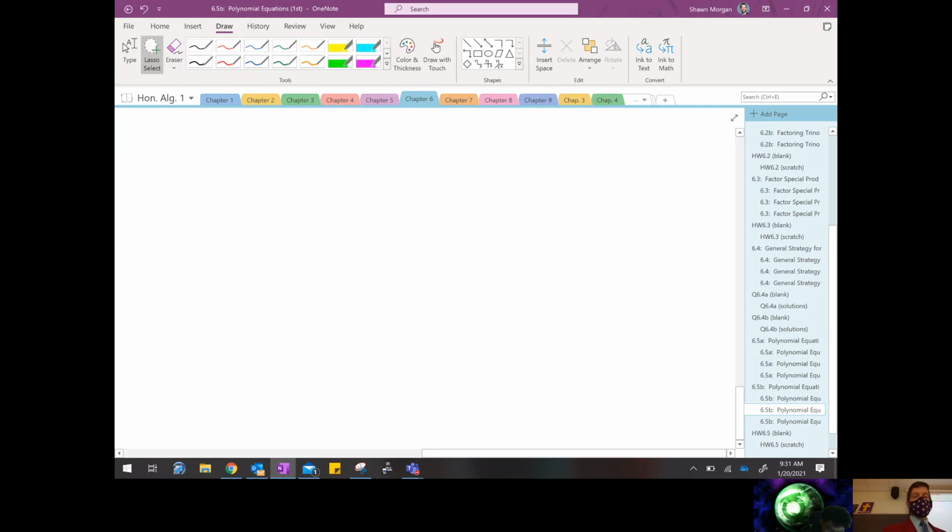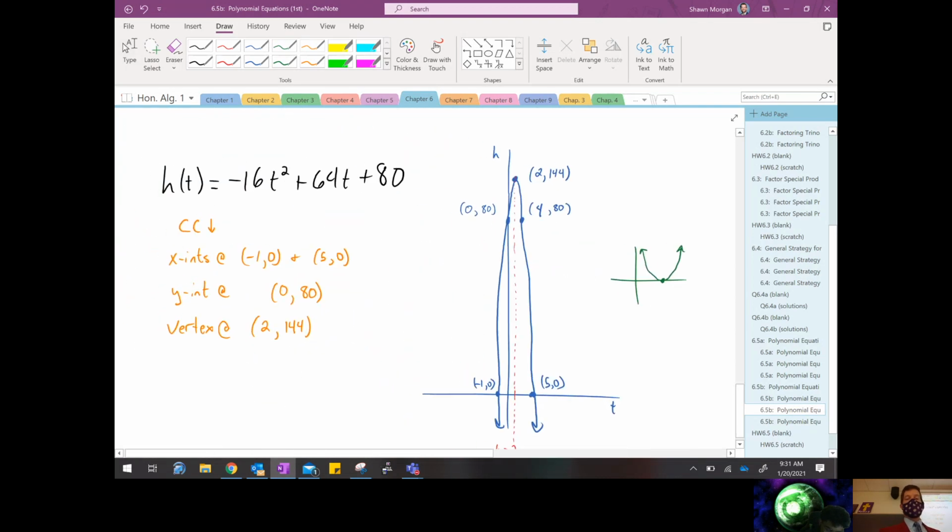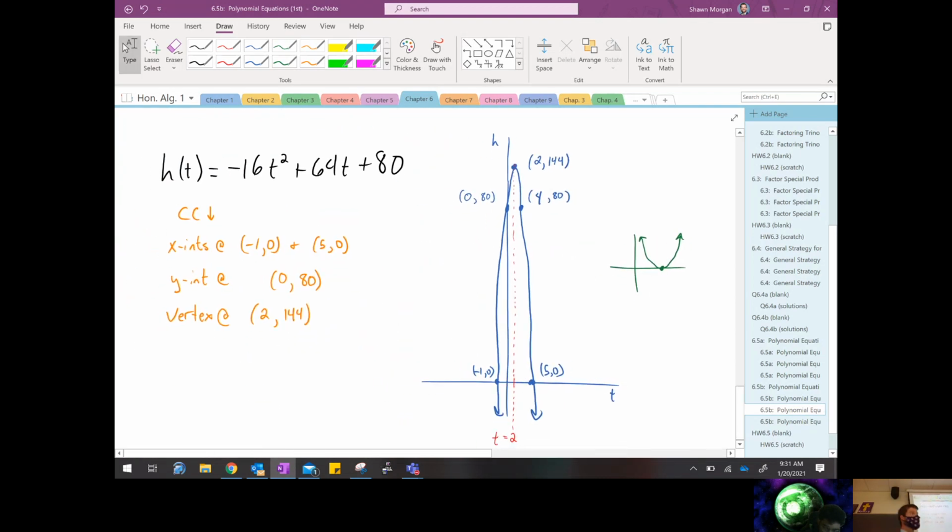And if you were to say, Coach, how could you have a parabola with only one x-intercept? That parabola would be tangent to the x-axis. It would touch the x-axis at one spot.